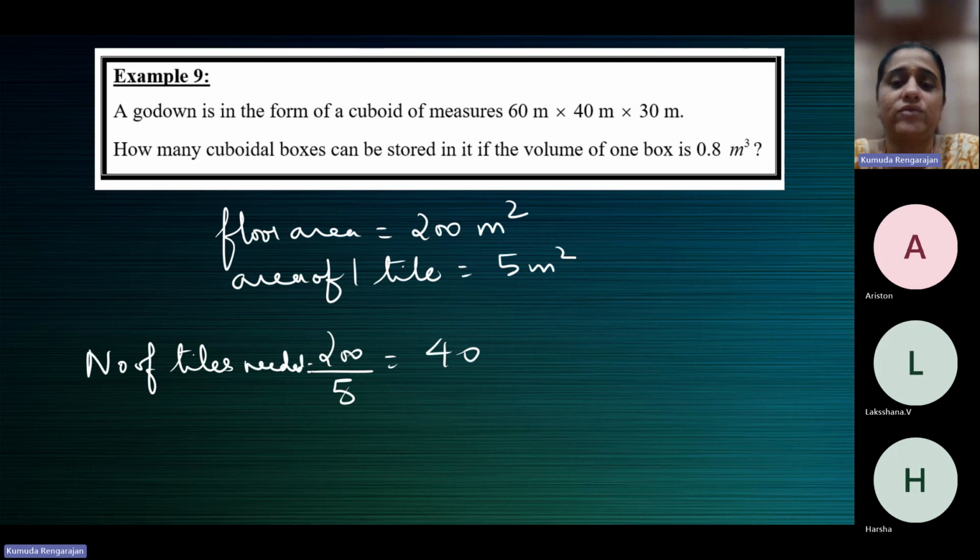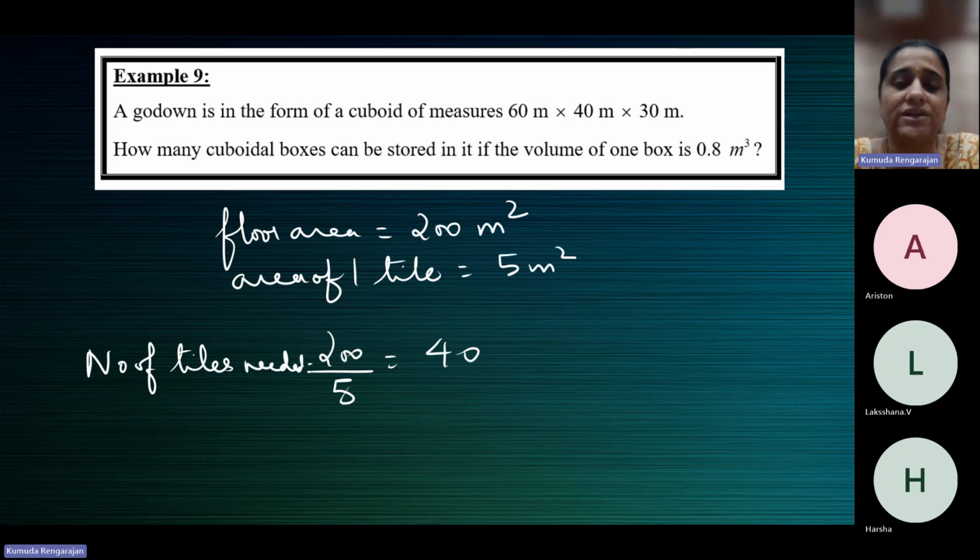The floor area of the bathroom is, see, in the bathroom, even the walls are tiled. We are not talking about the walls. We are talking only about the floor being tiled. The walls are also tiled, but we are not talking about that. Our situation is only about the floor area and tiling up the floor area. So floor area is 200 meters square. And the area of each tile you're going to lay on the floor is 5 meters square.